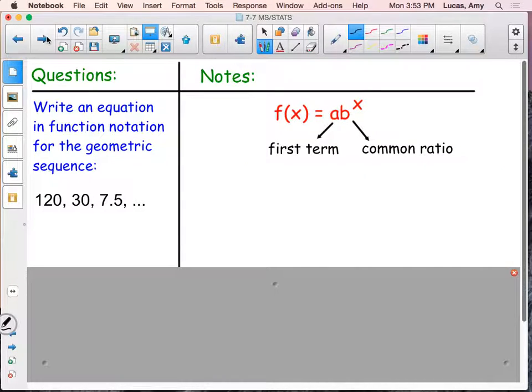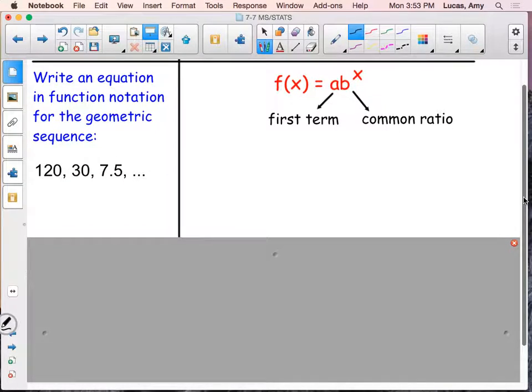All right, our last slide. 120, 30, 75. Because this one is going down, I'm going to divide the second term by the first one. 30 divided by 30 is 1, and 120 divided by 30 is 4. So my common ratio for this sequence is 1/4.